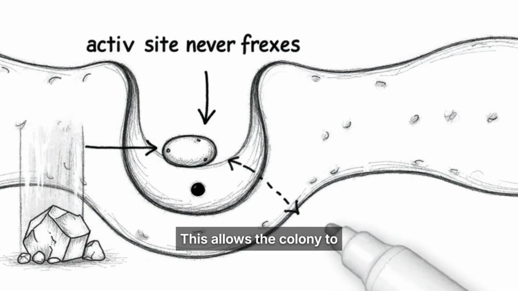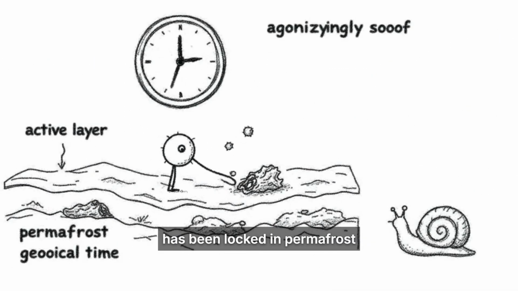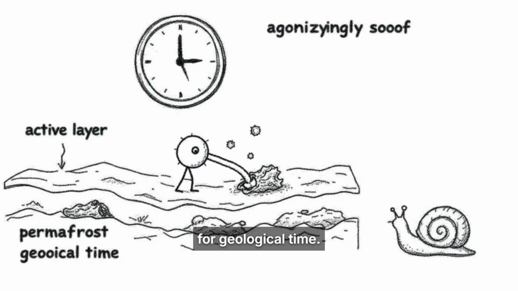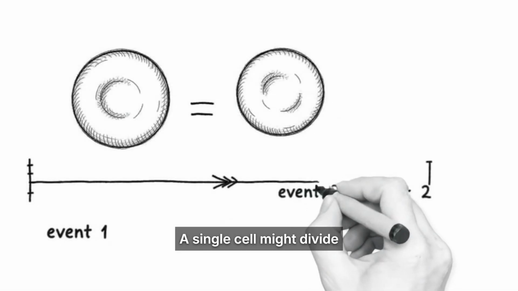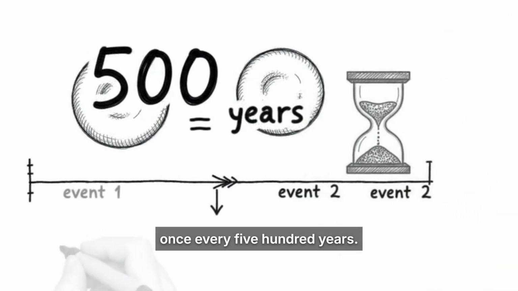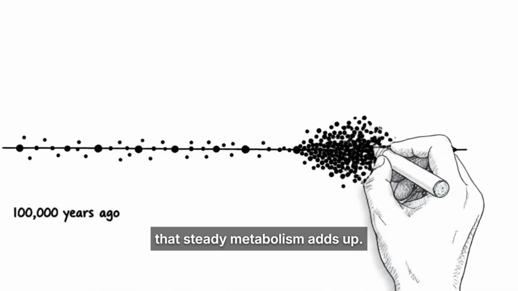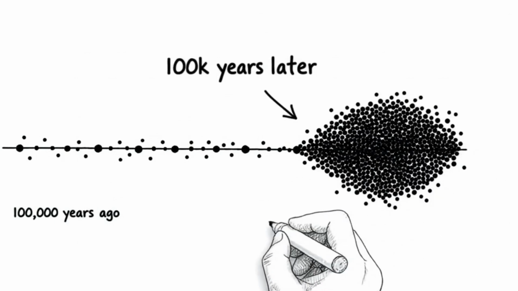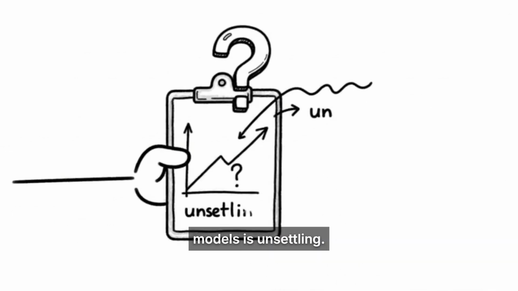This allows the colony to slowly consume organic material that has been locked in permafrost for geological time. The process is agonizingly slow. A single cell might divide once every 500 years, but over 100,000 years, that steady metabolism adds up. The implication for current climate models is unsettling.